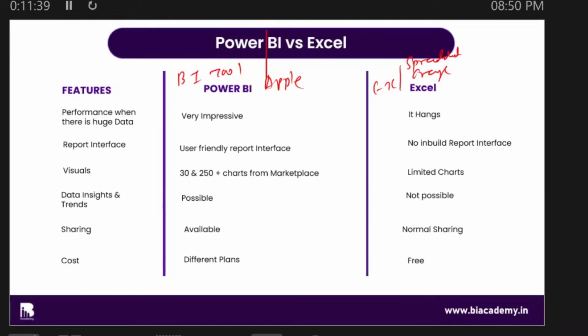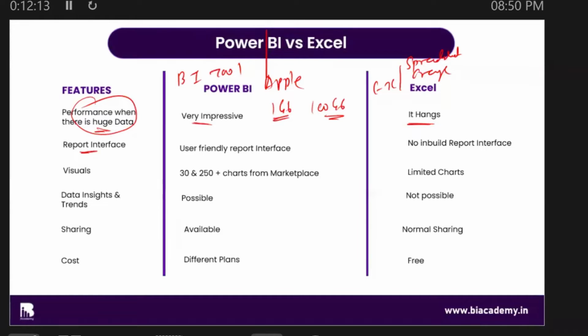Let's see the difference. The first one is performance when you have huge data. When you have huge data, Excel gets hanged. I don't know if you have observed this, but even if you have 500, 600 MB of data and you open that file in Excel, Excel will not support it. It will start hanging. But Power BI works very impressively, right? And we saw that up to 1 GB of data is supported for Pro license, and up to 100 GB in premium license. So you can see Power BI works very smoothly for this huge data as well.